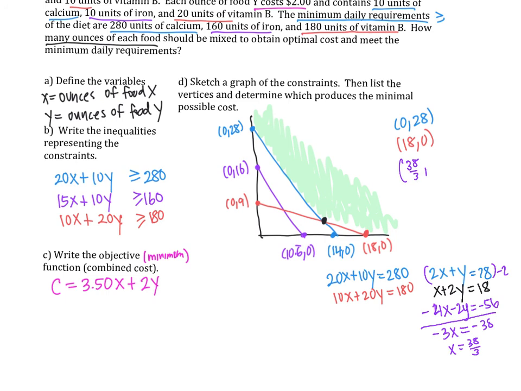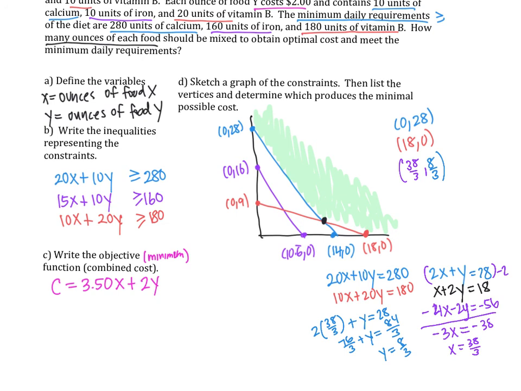I still need y. Let me see which one looks nicer. I'll plug it in the blue equation. 2 times 38 over 3. That's 28 times 3. 84. 84 minus 76 is 8 over 3. So 38 over 3, comma 8 over 3.